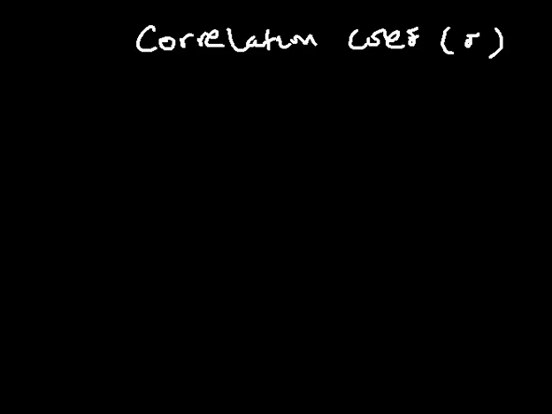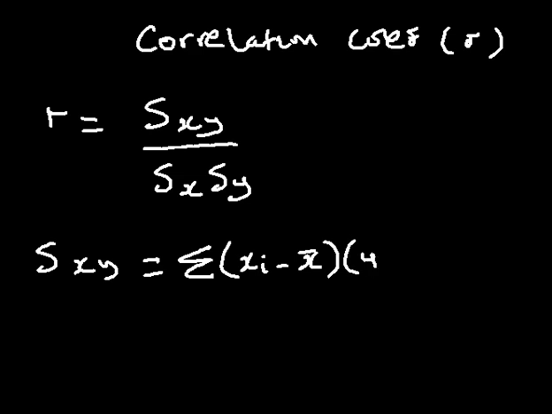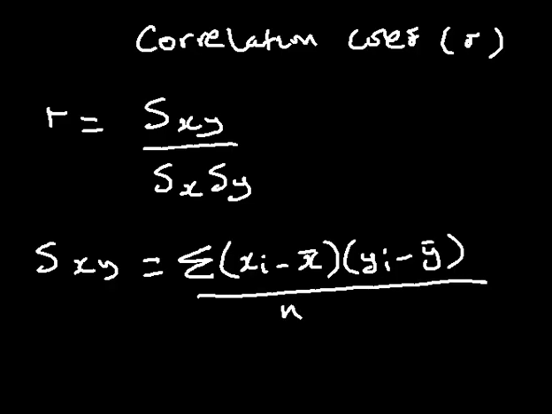The correlation coefficient is calculated as r is equal to s subscript xy, which is the covariance, divided by the standard deviation for x values and the standard deviation for y values, where covariance is calculated using the formula: the summation of (xi minus x bar) times (yi minus y bar), divided by n minus 1. So that is the formula for the covariance.